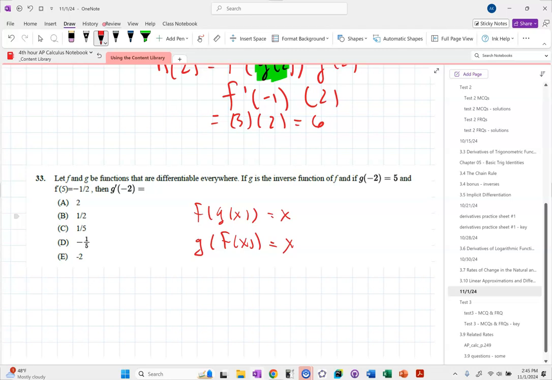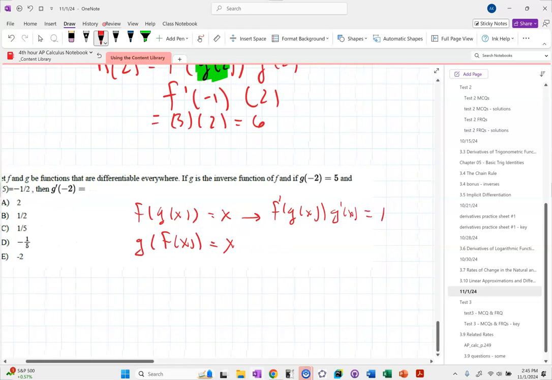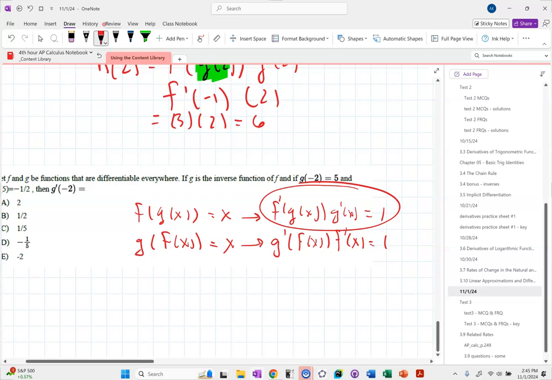Okay. So I know this, right? This would tell me that F prime of G of X times G prime of X is equal to 1. Or it would tell me that G prime of F of X times F prime of X is equal to 1. The first one is the one I want, because I can get G prime of X by itself, because that's what it's asking for in the problem.